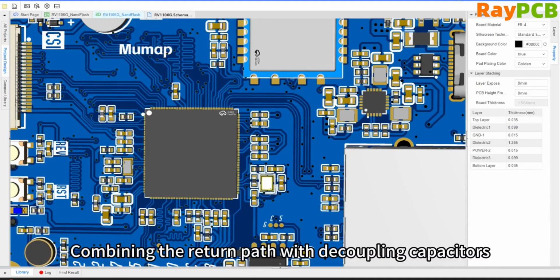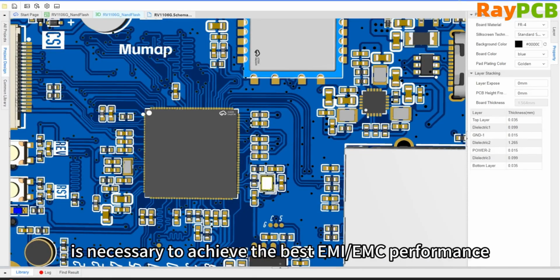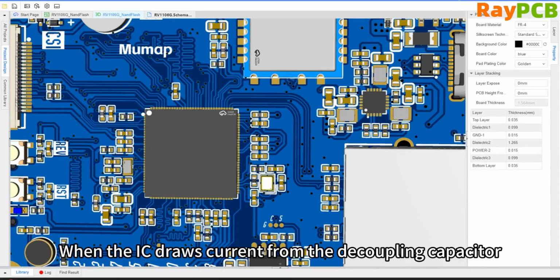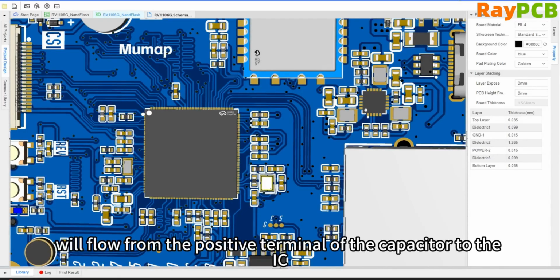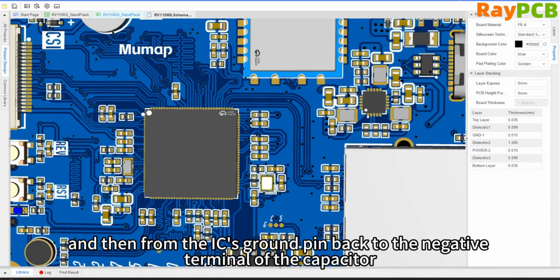Only by combining the return path with the decoupling capacitors can we achieve the best EMI and EMC performance for the capacitor. When the IC draws current from the decoupling capacitor, this current will flow from the positive terminal of the capacitor to the IC and then return from the IC's pin to the negative terminal of the capacitor.